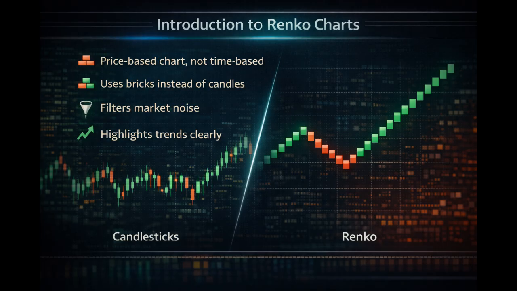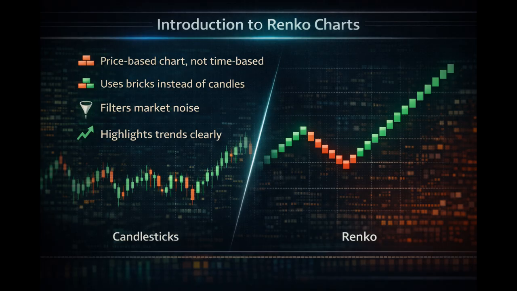For example, if the brick size is set to $100, a new brick appears only when the price moves $100 from the previous brick. This filtering mechanism removes small fluctuations and highlights meaningful price trends. Renko charts are therefore particularly useful for identifying clear trends and breakout patterns.